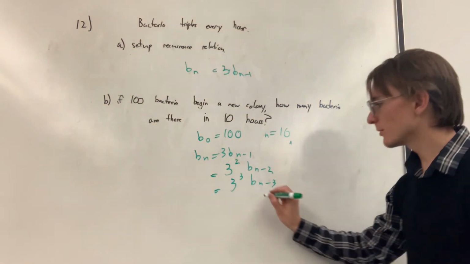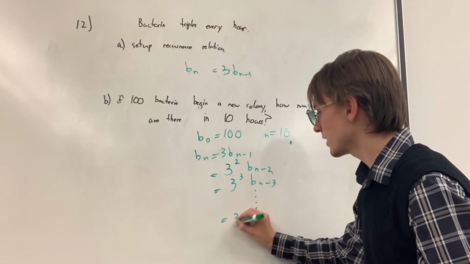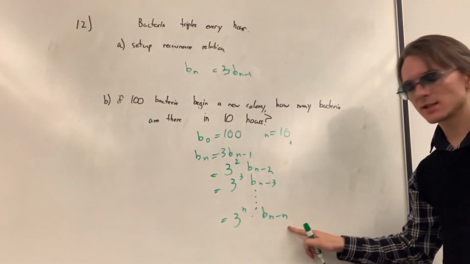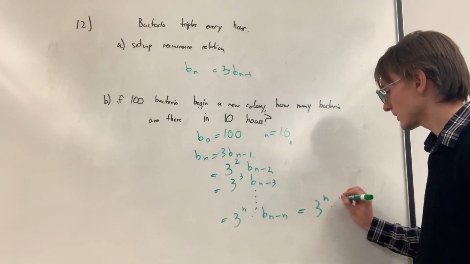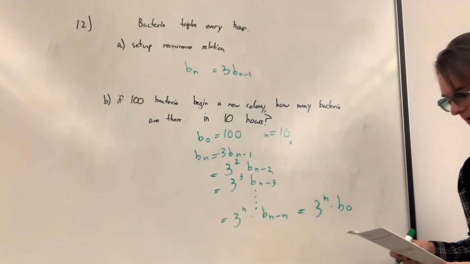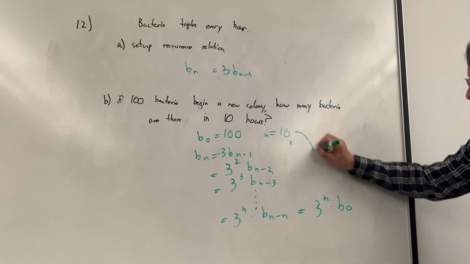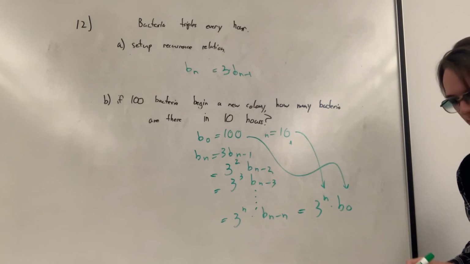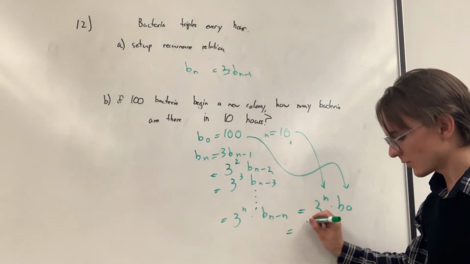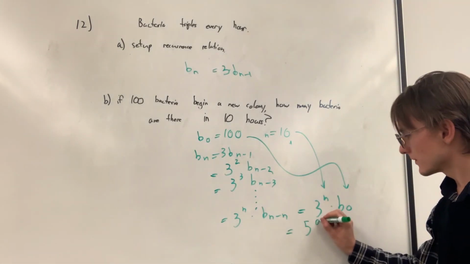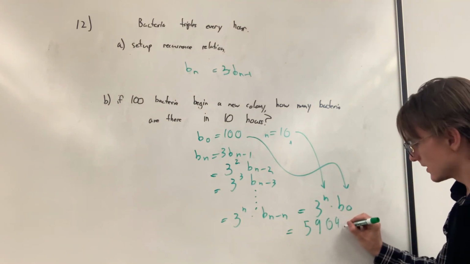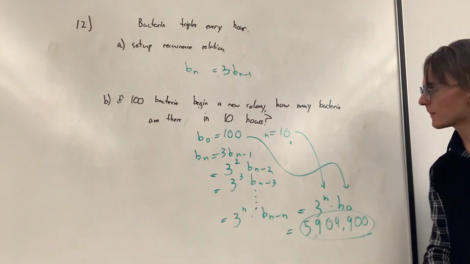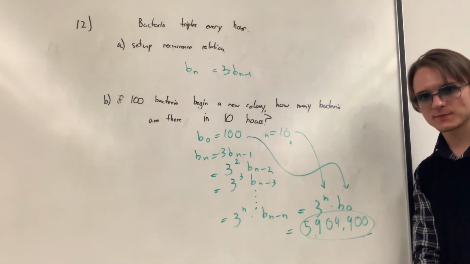We do this up to n number of iterations. We get 3 to the power of n times B of n minus n. Now we know this is 0, so we get 3 to the power of n times B of 0. Simply replace n with 10 and replace B of 0 with 100. And what do we get? Well, we get 5,904,900, which is how many bacteria we will have in our colony after 10 hours.